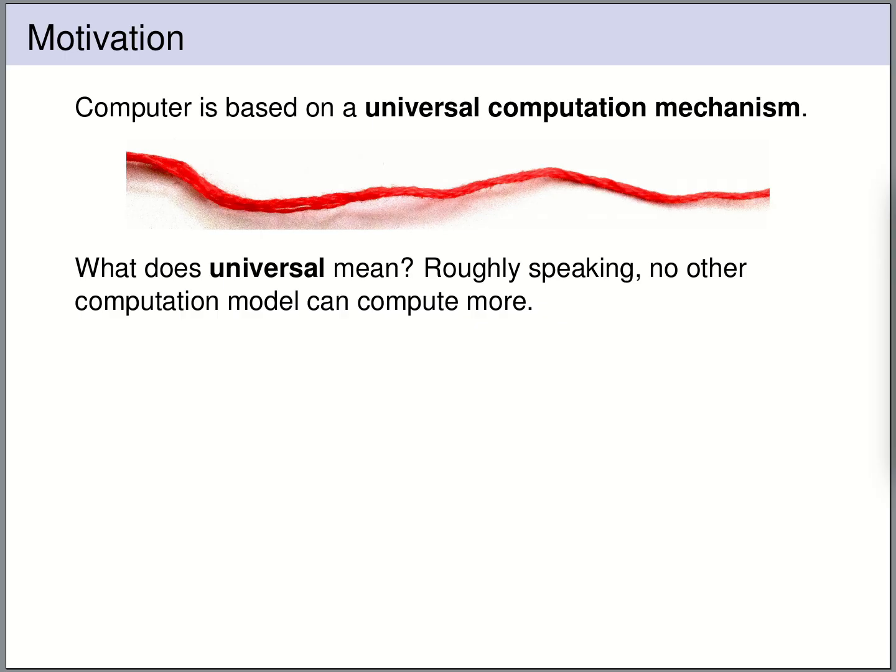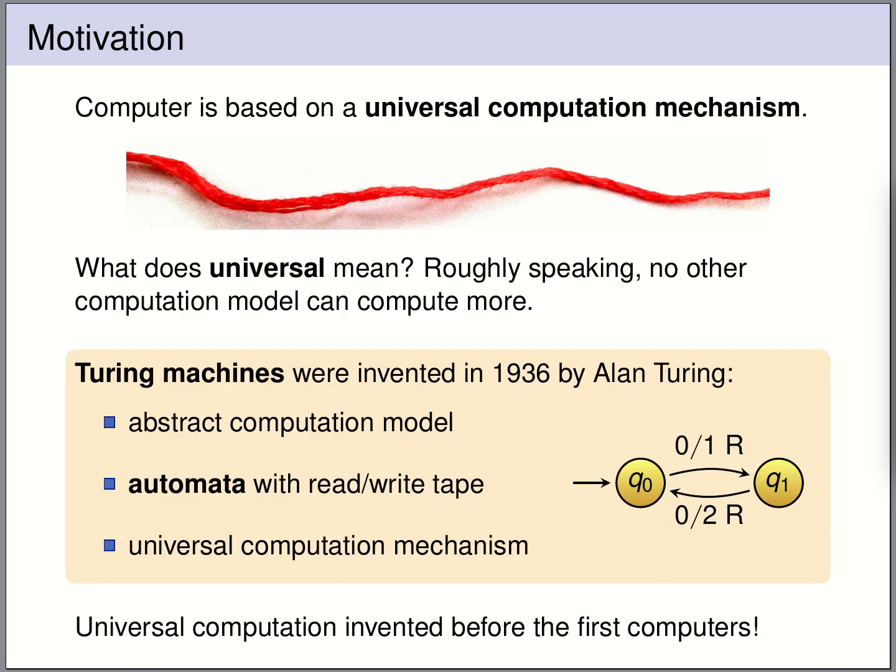Somewhat surprisingly, the concept of universal machines was invented before computers were invented. Alan Turing invented Turing machines already in 1936, so almost 100 years ago. Turing machines are an abstract model of computation. They are a simple form of automata that have a read-write tape. And already Turing machines have a universal computation mechanism, so they capture the essence of computation. Anything that your computer can compute, a Turing machine can compute as well. And this means that we can study the limitations of modern computers by studying Turing machines. Turing machines are one of the automata that will play an important role in this course.